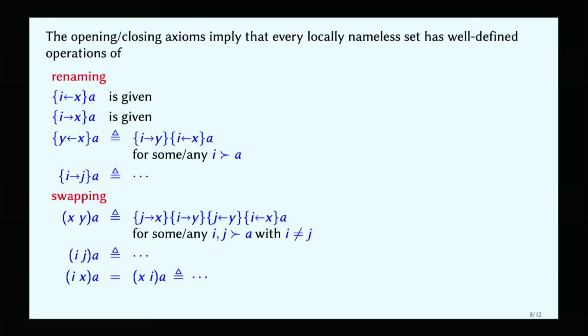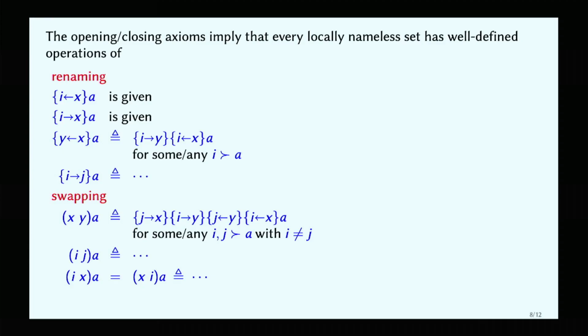And similarly, you can define a renaming of indices to indices. But more than that, you can actually define bijective mappings as well. So you can swap 2 names, for example. What would you do? You just choose 2 indices which are distinct, for which A is locally closed, and close X and Y to I and J, and then open them up in the reverse order, and that will turn out to give us the ability to swap 2 names. And you can swap 2 indices, and you can swap an index with a name.